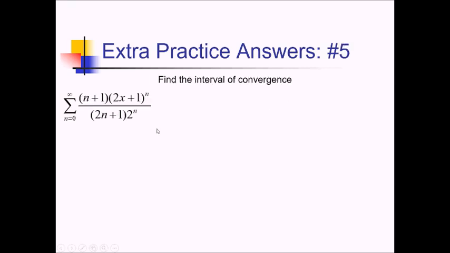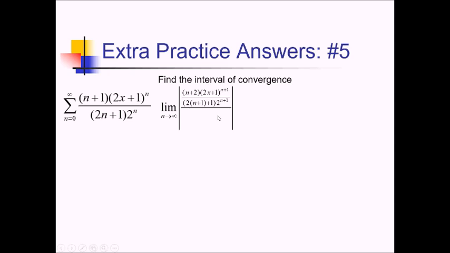For this one, trying to find the interval of convergence for this series, since this is not quite a geometric series because of the n plus 1 and the 2n plus 1, I'm going to have to use the ratio test for this. So I'm going to have the limit as n approaches infinity of absolute value of the n plus 1th term of this, and we're dividing that by just the nth term. So for the n plus 1th term, I'm going to have n plus 1, so I guess n plus 2. Here this is going to be 2x plus 1 to the n plus 1. And down here, I'm just going to have 2 parentheses, n plus 1, plus another one in there, and 2 to the n plus 1.